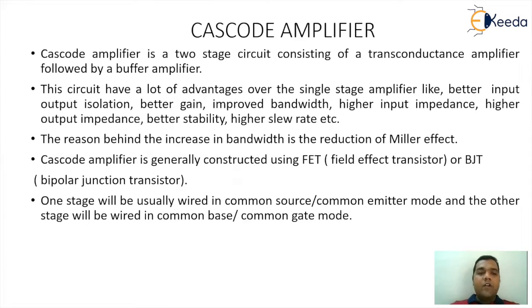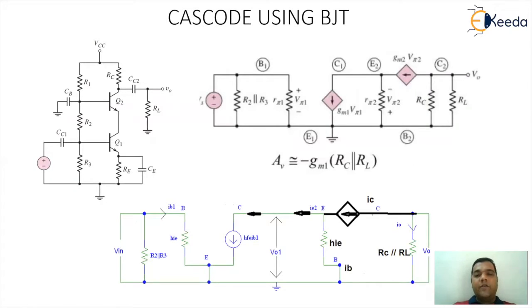Now, when we talk about the usual connection, one of the stages will usually be wired as a common source or a common emitter mode, and the other will be wired in terms of common base or common gate mode. So this is the way when we talk about a two-stage network, normally we try to use a combination of common emitter and common base or common source and common gate circuitry. So let's have a look at a circuitry.